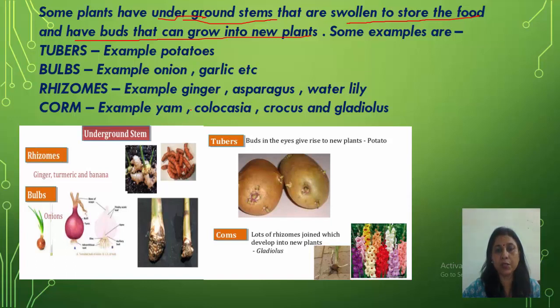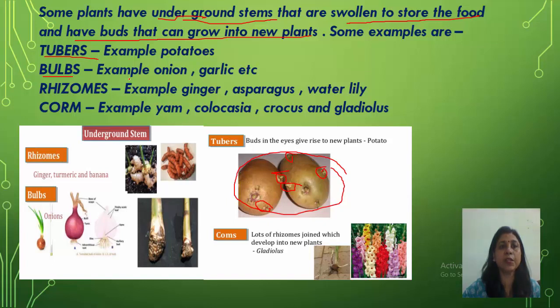You must have seen, you can see in this potato, this is a tuber of potato. You can see it has eyes. These areas, they are known as eyes. Okay, eyes of the potato. And these eyes have buds inside them which give rise to new plants. The tubers, example is potato.